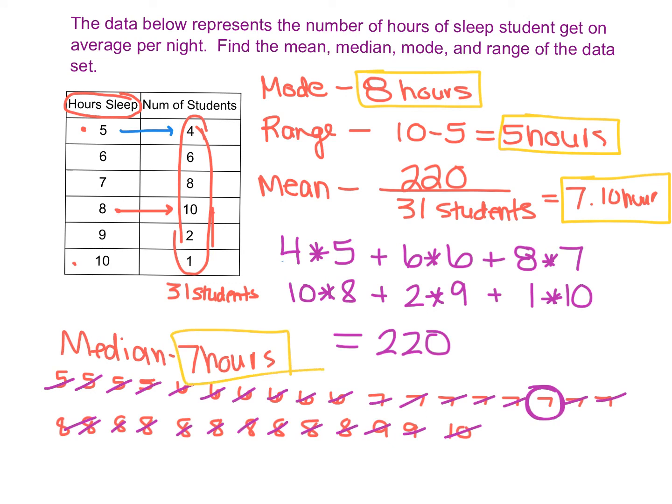So regardless of how this data is written, whether you're given every number or you're given a frequency table, we should be able to calculate these measures of center and variation.